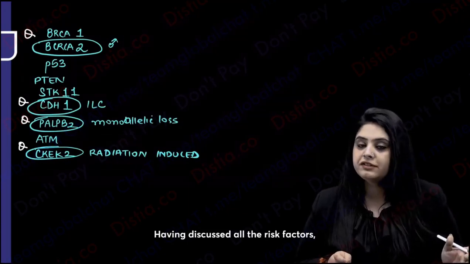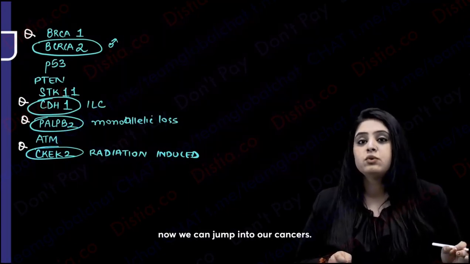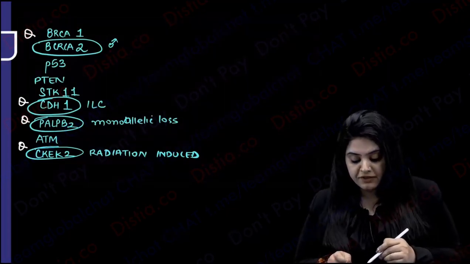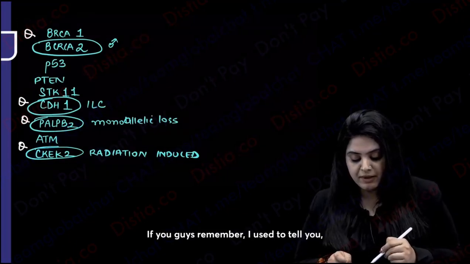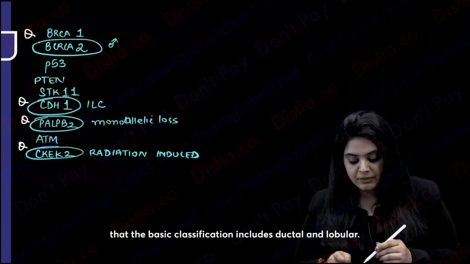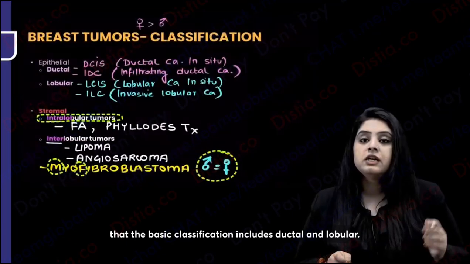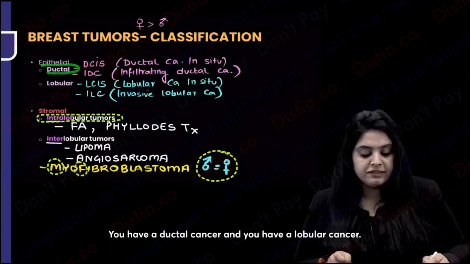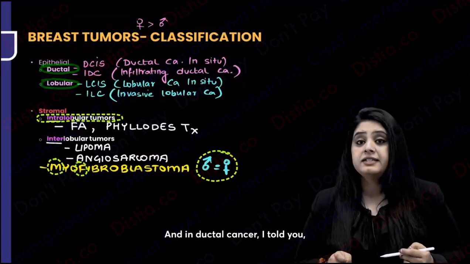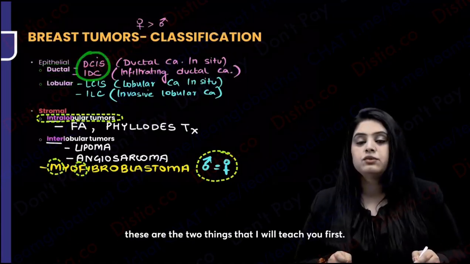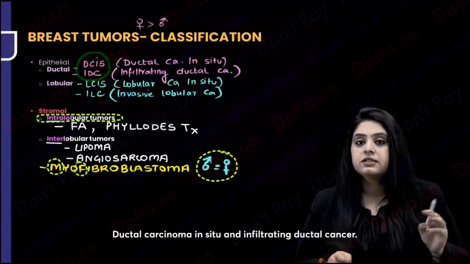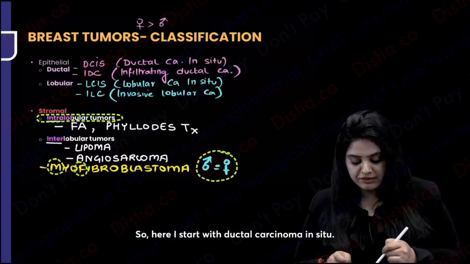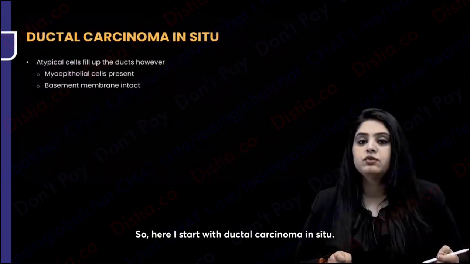Having discussed all the risk factors, now we can jump into our cancers. And if you go back to your basic classification that we had studied, if you guys remember, I used to tell you that the basic classification includes ductal and lobular. So here you go. You have a ductal cancer and you have a lobular cancer. And in ductal cancer, I told you, these are the two things that I will teach you first: ductal carcinoma in situ and infiltrating ductal cancer. So here I start with ductal carcinoma in situ.